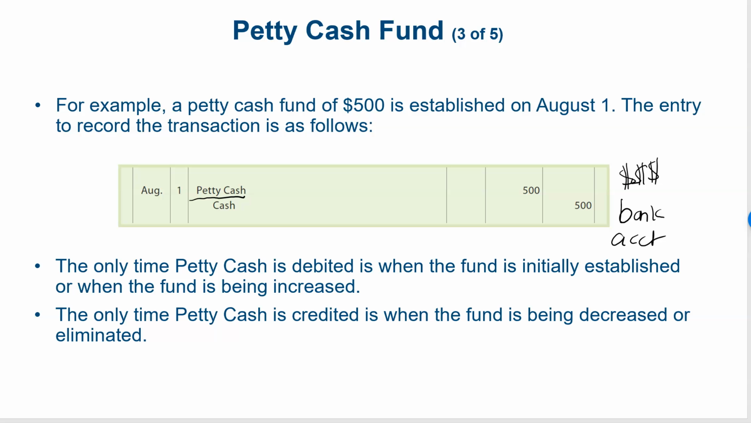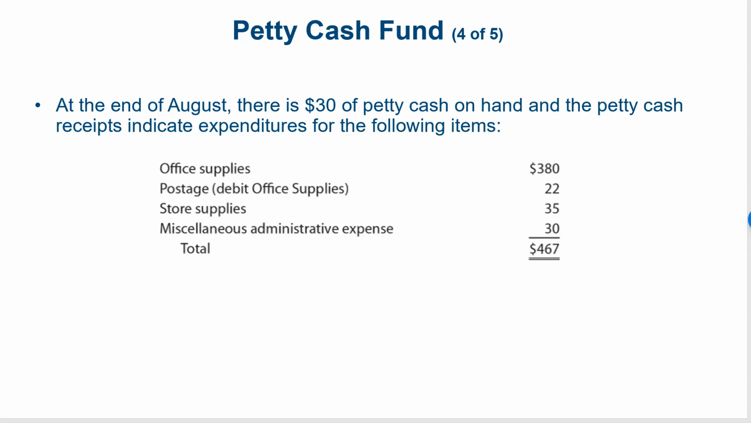Now it does matter how we spend it, and we are going to categorize it according to where it's going, and I'll show you what I mean. So at the end of August, there's $30 left, so we've spent some. And people have to put in the receipts of what they spent it on. This is where our journal entries are going to come in. We're going to make journal entries for each of those expenditures. So in this case, we had some office supplies, some postage, some store supplies, some miscellaneous administrative expense. And so we will actually debit expense accounts for that amount. But here's the key. We don't do anything to petty cash.